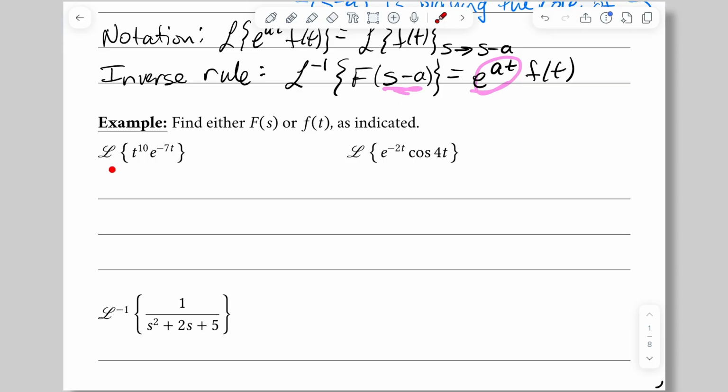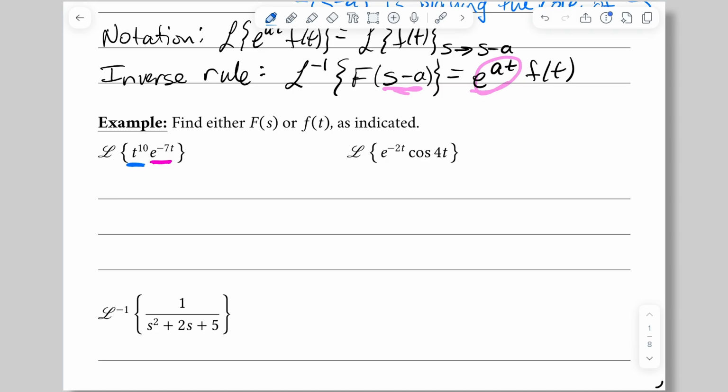We've got the Laplace transform of t to the 10th e to the negative 7t, and as we move on, there are going to be multiple lenses that we can use to look at the functions that we're transforming. And I like to think of it as our expressions now have clues for us. The t to the 10th is the function that we're transforming, because through this lens, the e to the negative 7t is going to represent the shift.